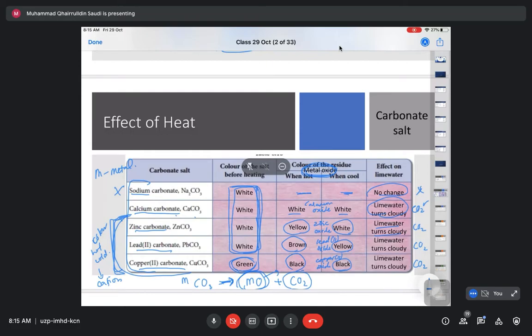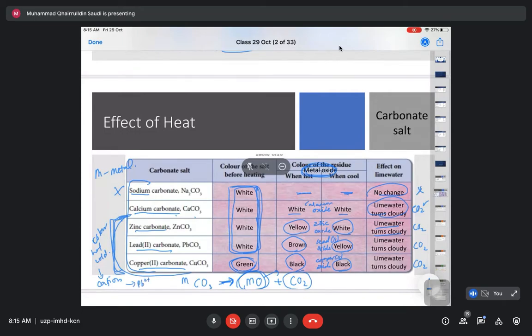Brown when hot and yellow when cool, what is the metal oxide? Lead 2 oxide. Okay, lead 2 oxide. The metal oxide is lead 2 oxide. Meaning, apa cation dalam lead 2 oxide? Oxide ion. Ha? Apa cation? Positive ion. Lead 2. Lead 2 ion. So, dia punya cation adalah lead 2 ion.